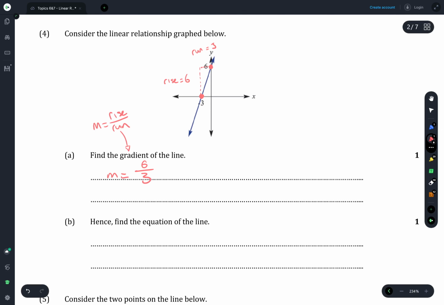And we don't want to just leave it as 6 over 3. We want to simplify our fractions whenever we can. So 6 over 3 is equal to 2. So just one line and 1 mark for finding the gradient to be 2. And hence we want to find the equation of the line.